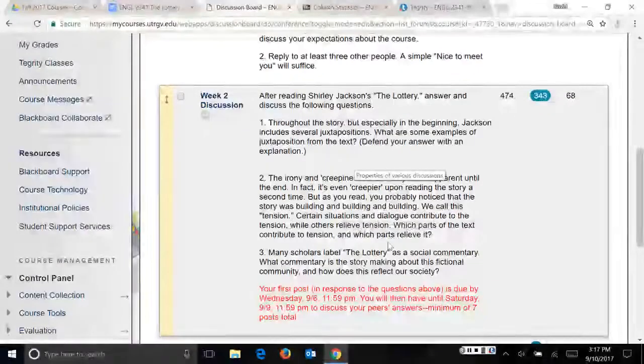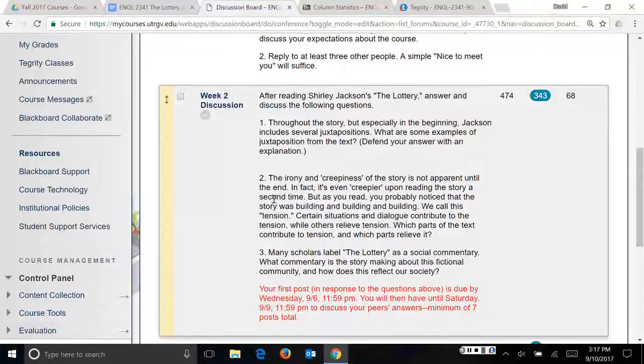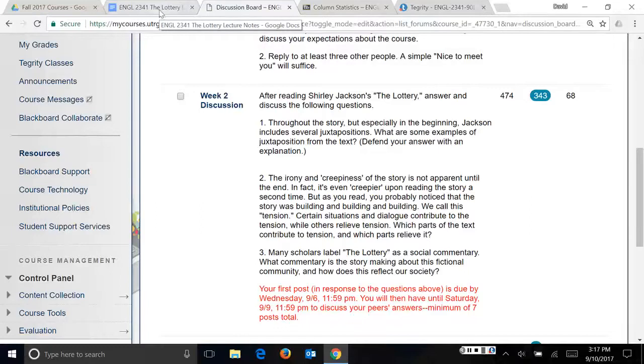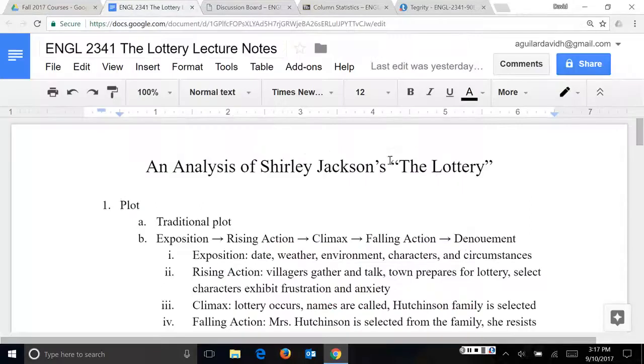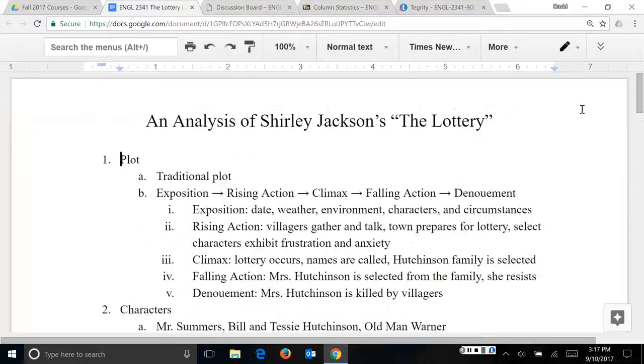I will address some of these questions, the actual questions themselves, later when I go into the analysis of the lottery. So let me do that now. So these are my notes for the short story. And I really wanted to break this down into several sections, and I'm going to go through these each one by one through some detail.